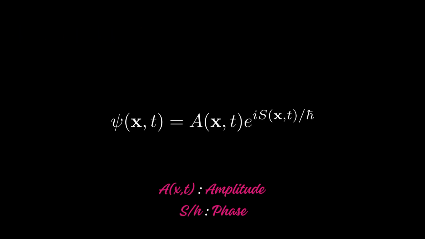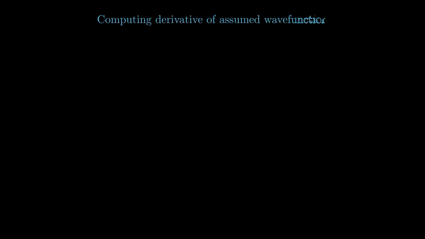The wave function, in general, is a complex number, and thus it can be written in its polar form. R right here represents the amplitude of the wave function, and S by h bar represents the phase of the wave function. I won't be telling you now what S represents, but it will be clear within a few moments.